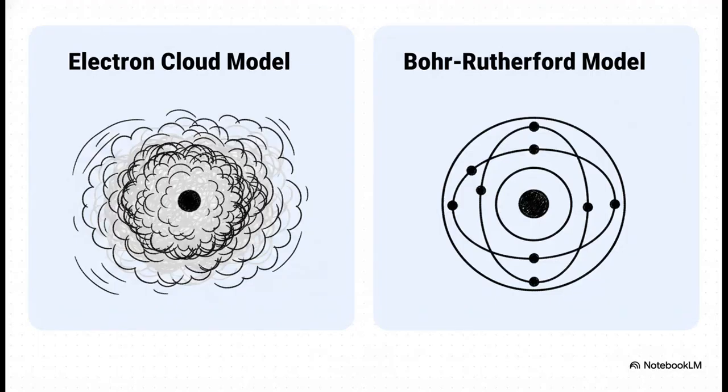And check this out. The reality of an atom is actually kind of chaotic. It's called the electron cloud model, where electrons are just zipping around near the speed of light. It's frankly mind-bending stuff. But for us, we're going to use our trusty blueprint, the Bohr-Rutherford model. It's simple, it's clear, and it gives us a perfect snapshot of all the key players we need.